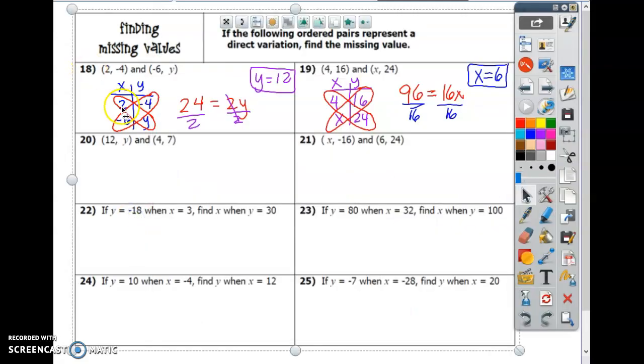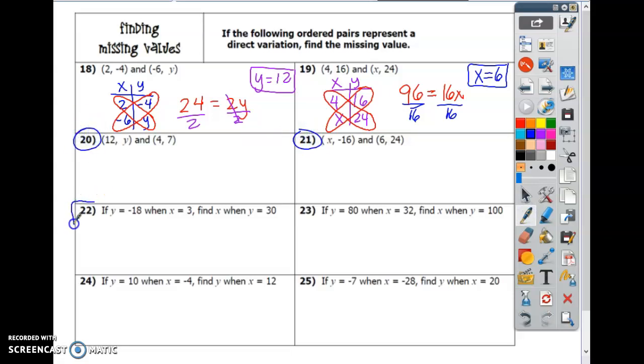On number 18, 2 times negative 2 would give me negative 4, and negative 6 times negative 2 would give me that 12. So my equation for this one was y equals negative 2x, but you don't need to know that yet. Okay, so you guys are going to do 20 and 21. I'm going to do number 22.